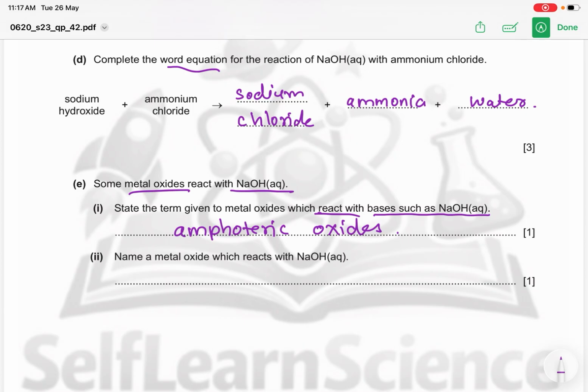Second, name a metal oxide which reacts with sodium hydroxide. We have two examples of amphoteric oxide, either aluminium or zinc. You can write any one. So we will write aluminium oxide.